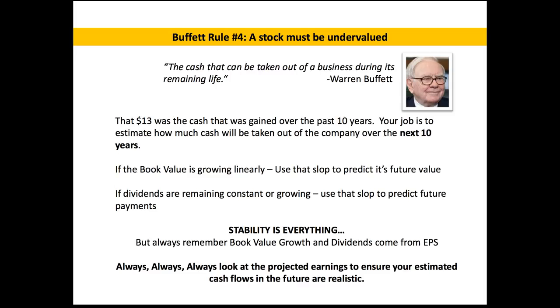So if the book value is growing linearly, use the slope to predict its future value. If the dividends are remaining constant or growing, use that slope to predict the future payments. And as you can see here, stability is everything. If you don't have something that's stable, how are you possibly going to be able to predict something like this? And the answer is you're not. But always remember, the book value growth and dividends come from the EPS.